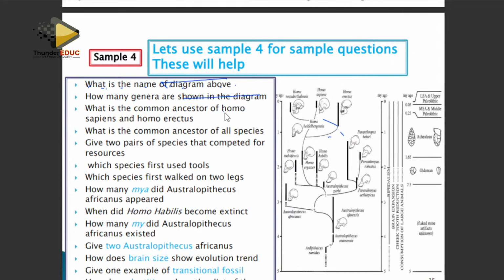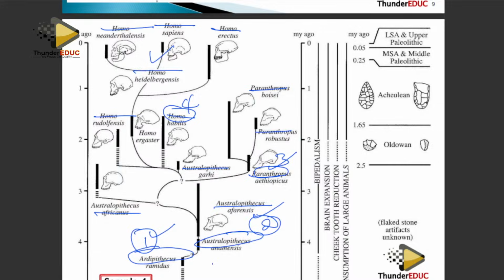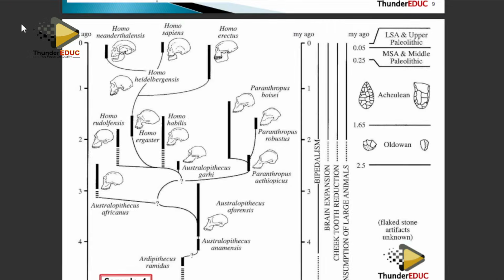What is the common ancestor of all Homos? Common ancestor of Homo sapiens and Homo erectus. Let's find out. Here is the Homo sapiens and Homo erectus. When they come together like this, you go down, it is Homo ergaster. All right, we continue to the next one.